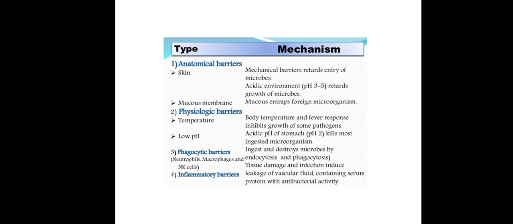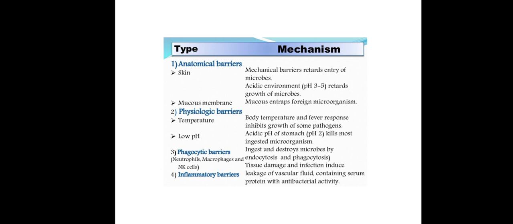Mucous membranes are present in almost all the inner organs as their lining. That mucus entraps the foreign microorganisms. Physiological barriers such as temperature and low pH, that is body temperature and fever response, inhibit the growth of some pathogens. Low pH in the stomach, we have hydrochloric acid having a pH of 2 that kills most of the ingested microorganisms.